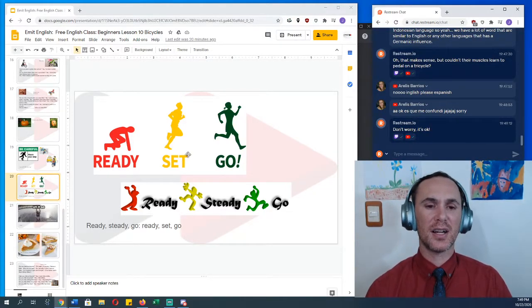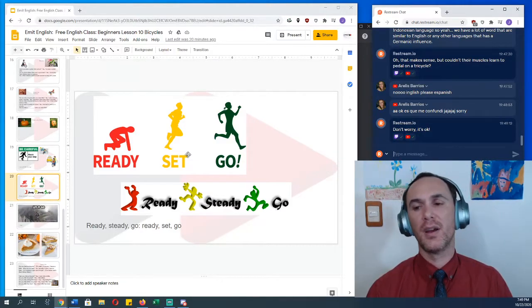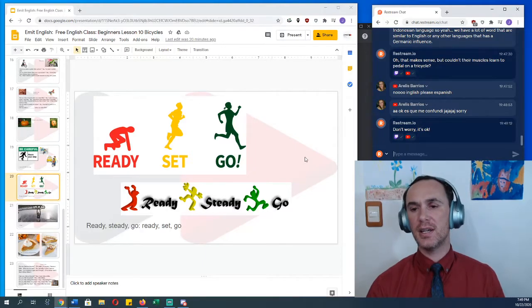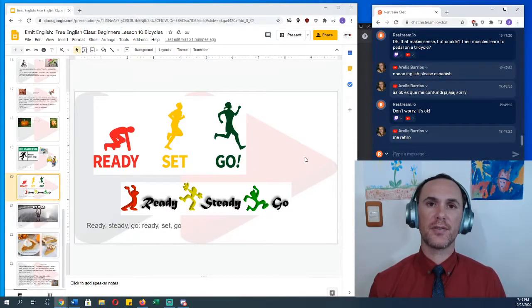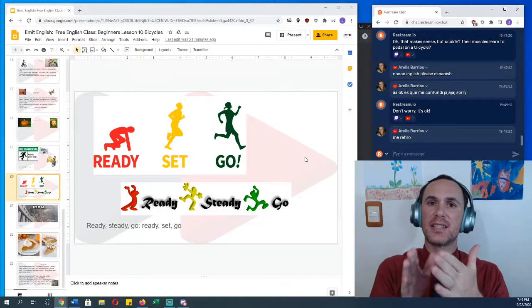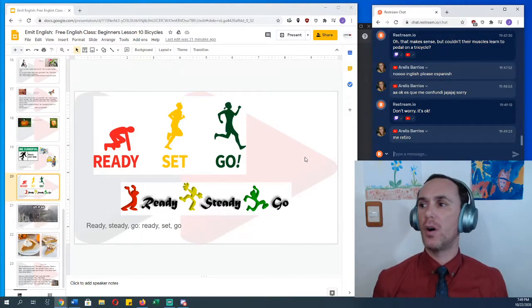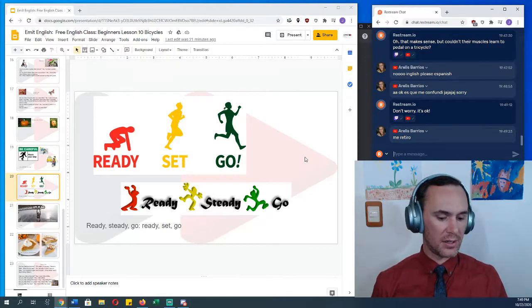Okay, so let's talk about ready, set, go, or ready, steady, go. Now, we're going to use this for children's games like racing, but we're also going to use it for anything that is synchronous, okay?